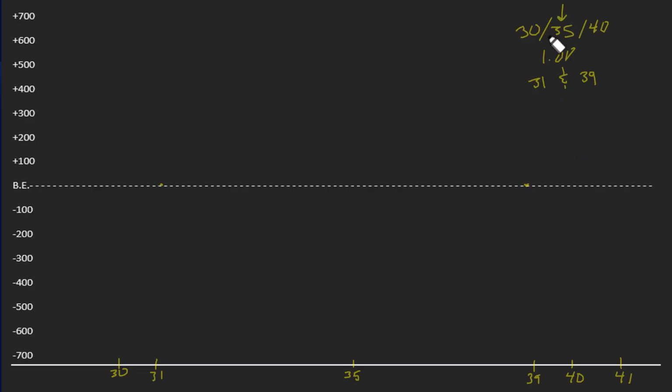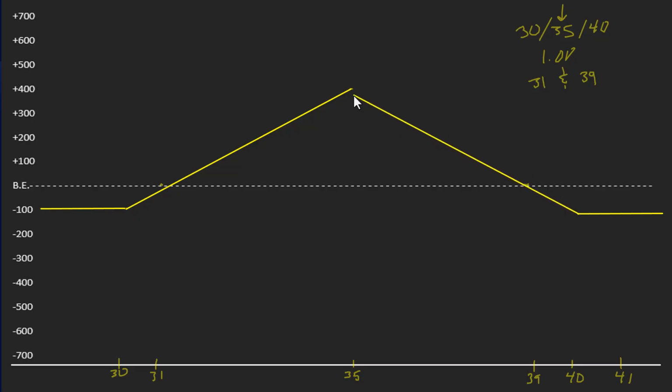And in this case, we paid $1 for a $5 wide spread. Max gain is $400. Max loss is $100 if it's at 30 or below, or 40 and above. So then I've drawn my risk graph. At 40 and above, I'm losing $100. At 30 and below, I'm losing $100. Max gain is at 35, which is a $400 profit. And voila, we have our butterfly risk graph.